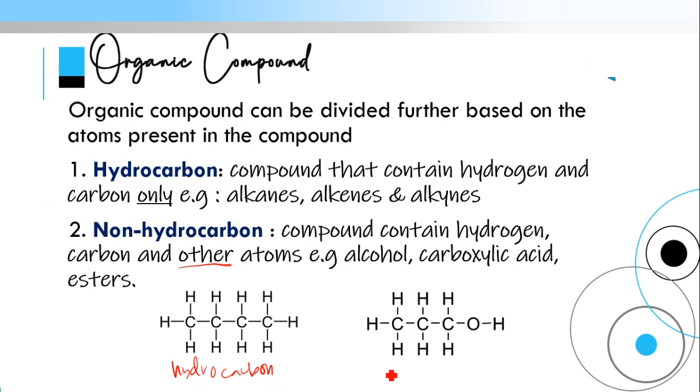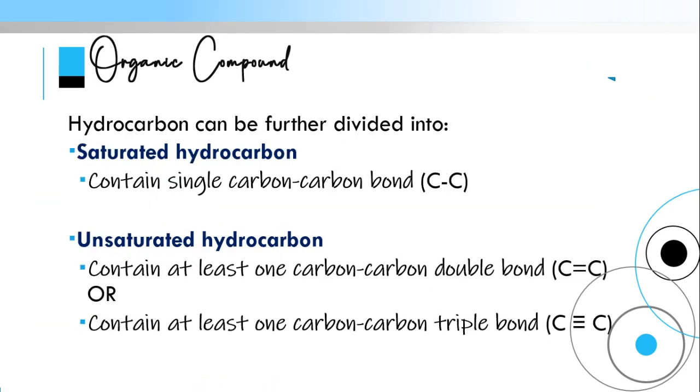And on the right is non-hydrocarbon. Okay, so using this is going to be easier for you to identify if it is organic or not. Okay, using carbon and using hydrogen. So you know straight away that it is an organic compound. And then hydrocarbon can also be further divided into two categories.